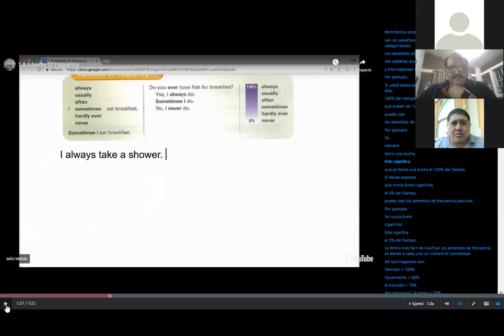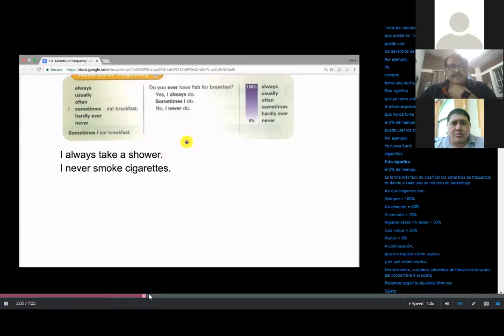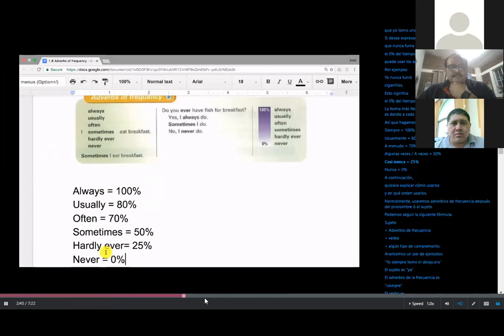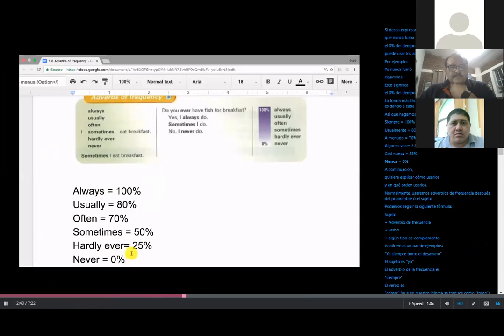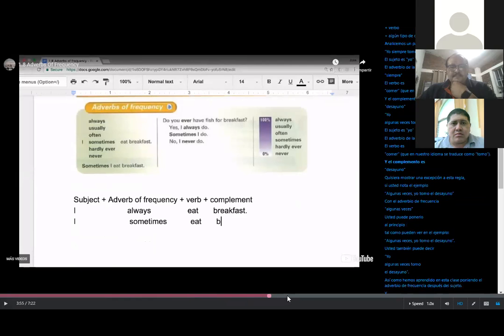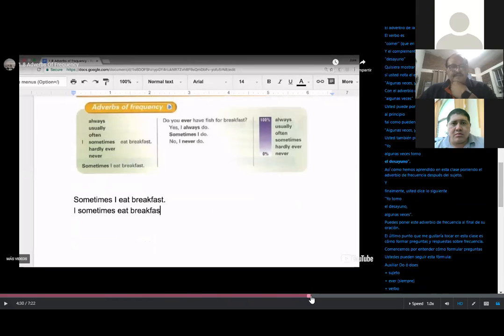Okay, so this means I take a shower 100%, for example. This means 0% of the time. Always equals 100%, never equals 0%. Okay, and these are the percentages, right? 100, 80, 70, 50, 25, and 0%. Then you have this one. Okay, this is the word sometimes.